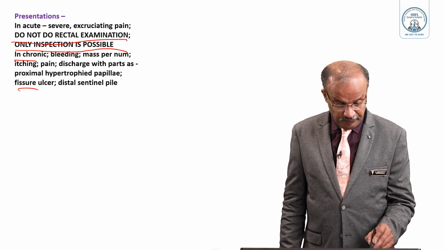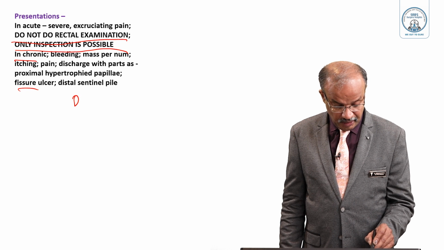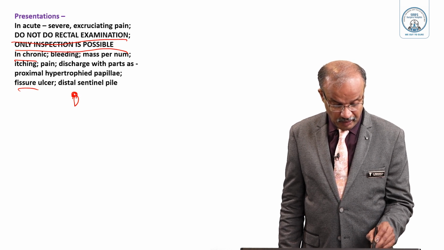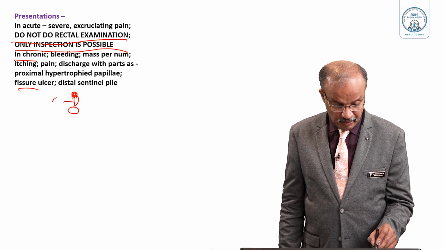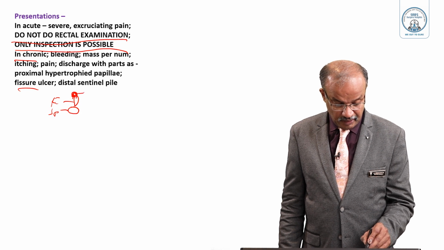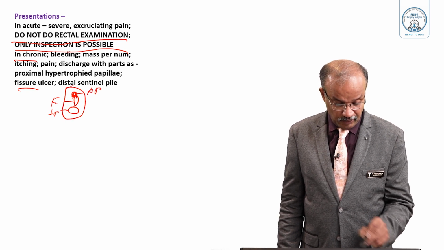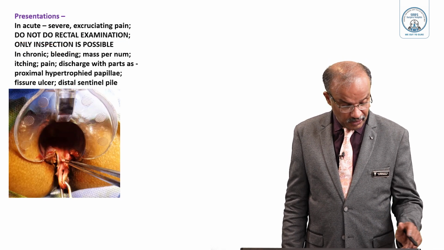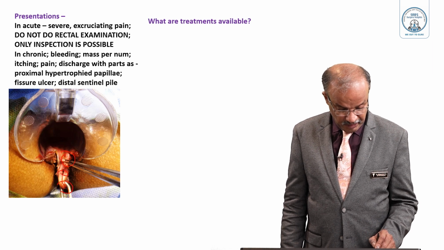Now, if this is the ulcer, like this longitudinal ulcer, here proximally there is hypertrophic papilla. Distally there will be sentinel pile. So this is the fissure, this is the sentinel pile, this is the hypertrophic papilla. This is the anatomy of the chronic fissure in ano, pathological anatomy of the chronic fissure in ano. So this is how exactly it looks like. See hypertrophic papilla here, ulcer here, sentinel pile here.